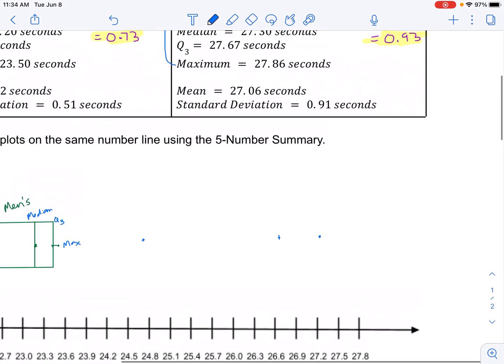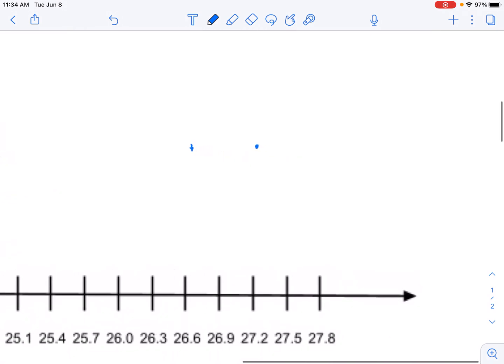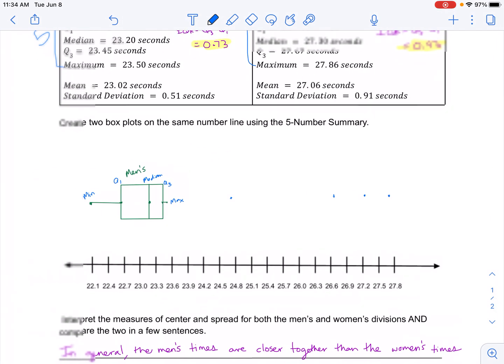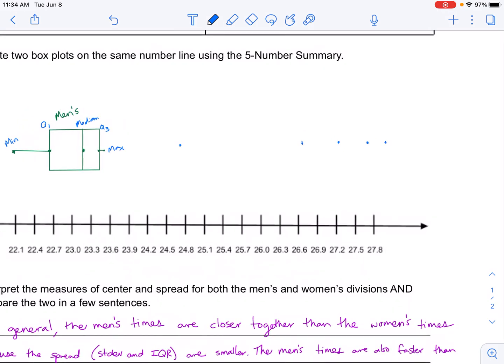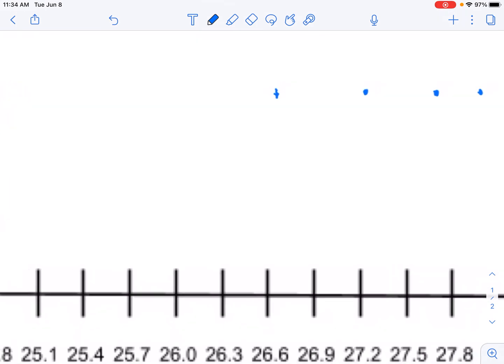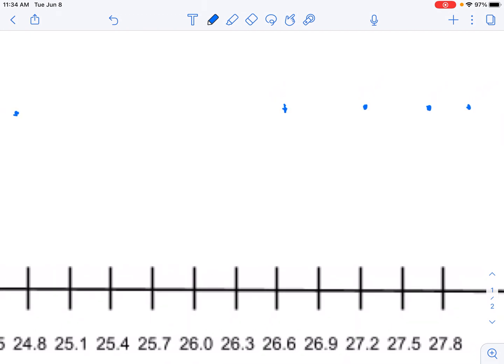27.67 is quartile 3. 27.67 is probably right about here. And then I have to go a little bit above for maximum, 27.86. 27.86, probably about here. So when you are connecting your box plot, my recommendation is to start with the first 2 data points.